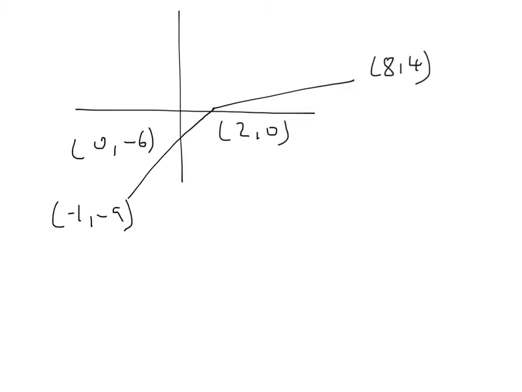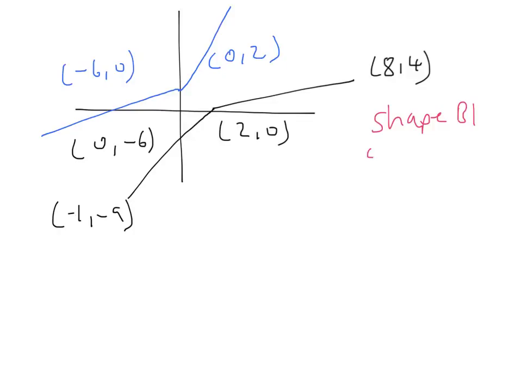The inverse function is reflection in y equals x, so 8, 4 becomes 4, 8, 2, 0 becomes 0, 2, 0, -6 becomes -6, 0, and -1, -9 becomes -9, -1, so the x and y swap over. The only points we need to put on here are 0, 2 and -6, 0. So again, it's 1 mark for the shape and 1 mark for the coordinates.